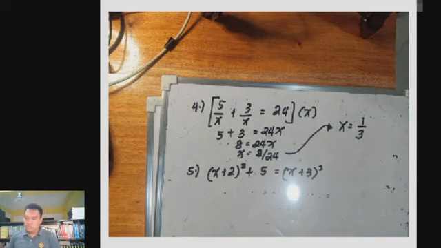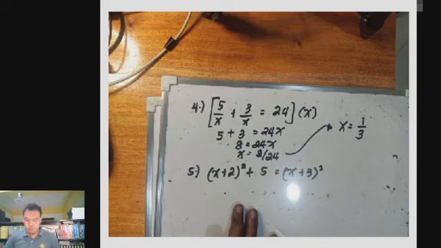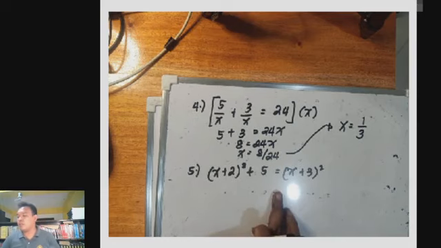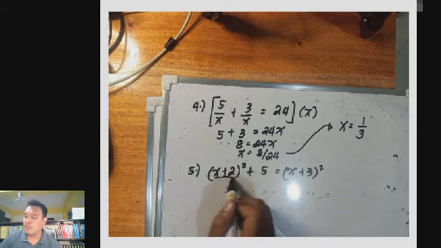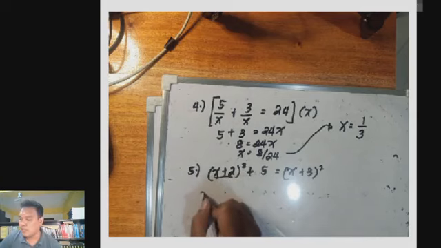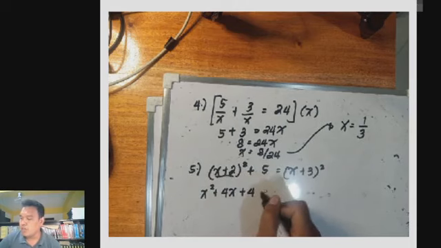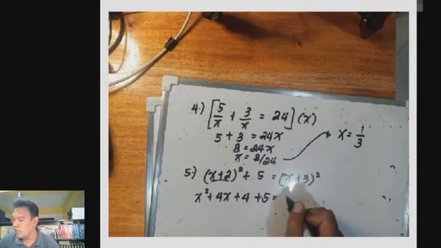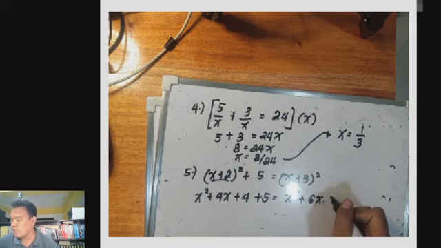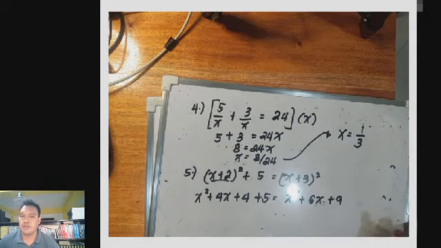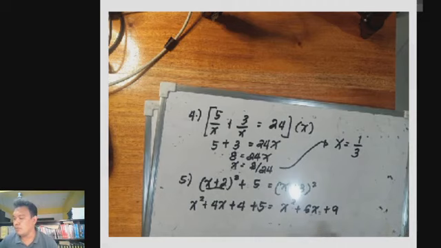Okay, let's continue. Number 5, we have x plus 2 squared plus 5 is equivalent kay x plus 3 squared. So, lalabas ito ay, pag i-expand po natin, lalabas ito ay x squared plus 4x plus 4 plus 5 is equivalent kay x squared plus 6x plus 9. Okay? So, simplify lang, pagsamahan lang yung like terms.